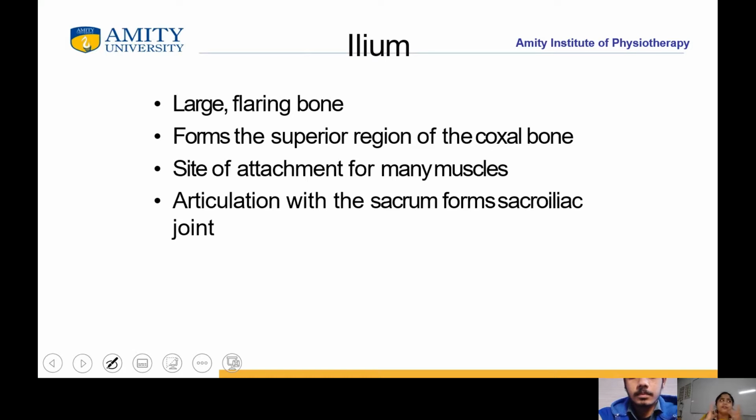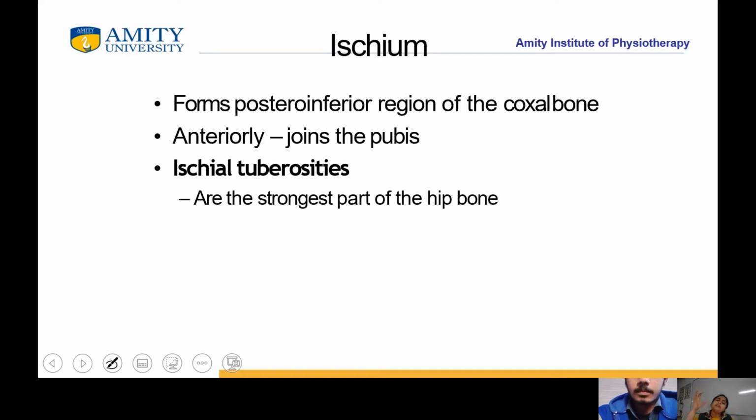How do you define the ilium, which is the superior-most bone of the pelvis? It is a large flaring bone which forms the superior region of the coxal bone, and it is a site of attachment for many muscles. The articulation with the sacrum forms the sacroiliac joint. Then the ischium is formed by the posterior inferior region of the coxal bone, and anteriorly it joins the pubis to form the pubic symphysis.